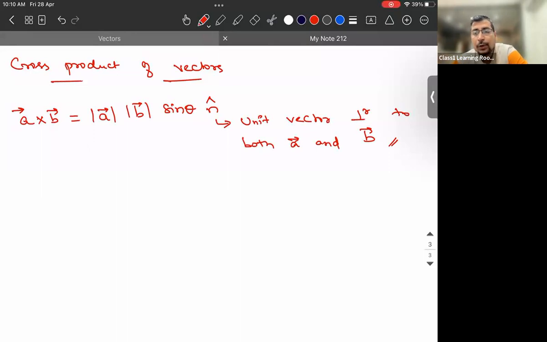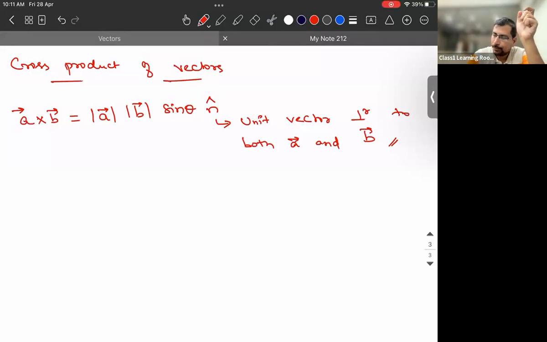So unlike the dot product of vectors, where the output is a scalar quantity, for the cross product of vectors the output is a vector quantity. That is the reason why you have that n cap. I'll tell you how to find that n cap. Basically it says A vector cross B vector is equal to the magnitude of the first vector times the magnitude of the second vector times sine theta times n cap.